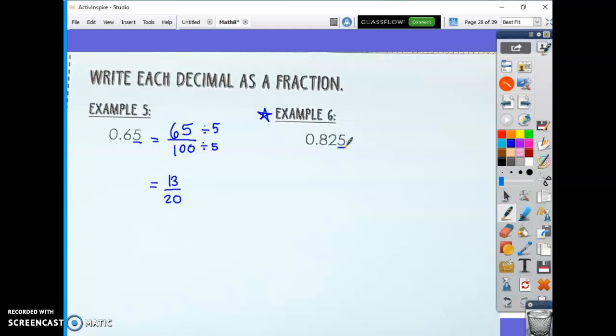What spot is that 5 in? Well, remember, this is tenths, hundredths, and thousandths. So you're going to put that over 1000 and reduce like normal to get your final answer, what your fraction is supposed to be.